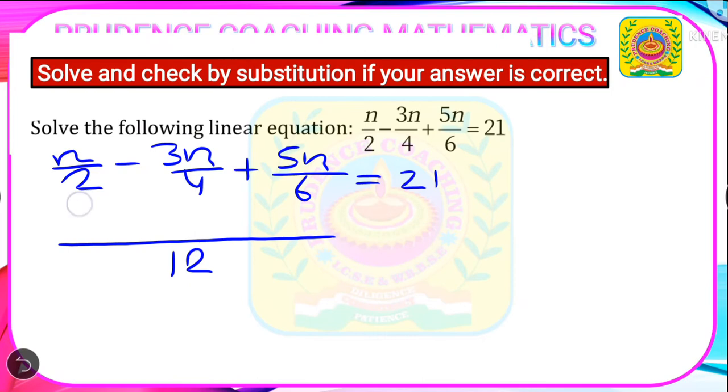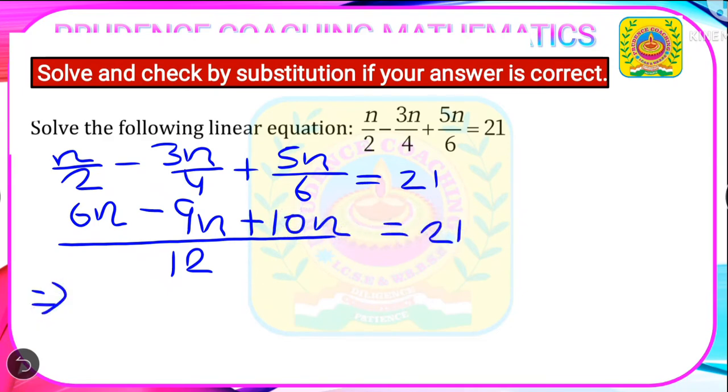6 into n will be 6n. So we are getting here 6n minus, here we have 4, we have to make this one 12, so we need to multiply 4 into 3 to make 12. So we need to multiply the numerator also by 3. So 3n into 3 will give you 9n. After that we have 6 in the denominator. To make 6 into 12, we need to multiply it with 2, so we need to multiply the numerator also by 2, that is 5n into 2 will give you 10n, equals 21.